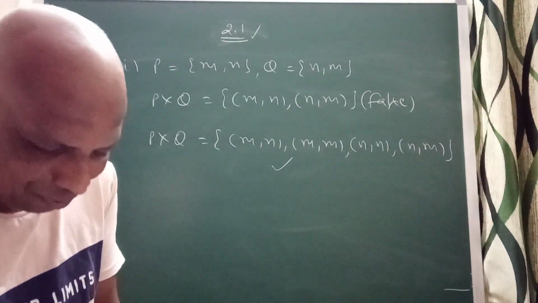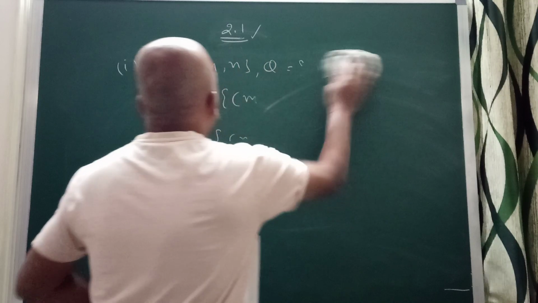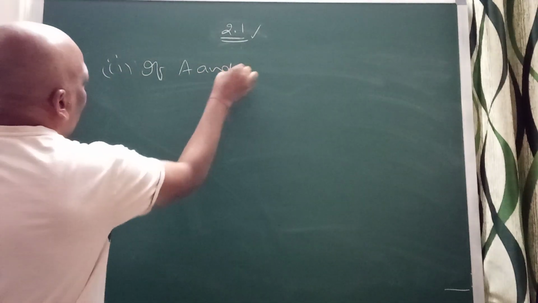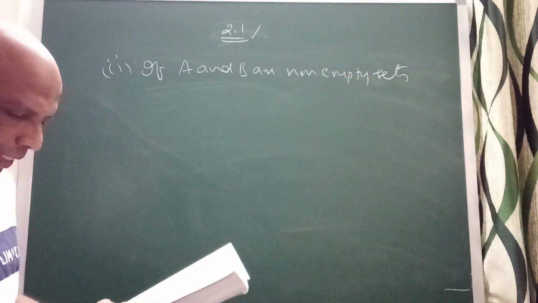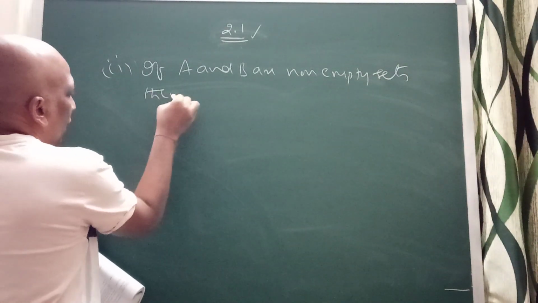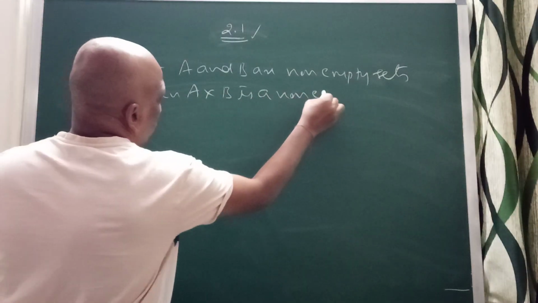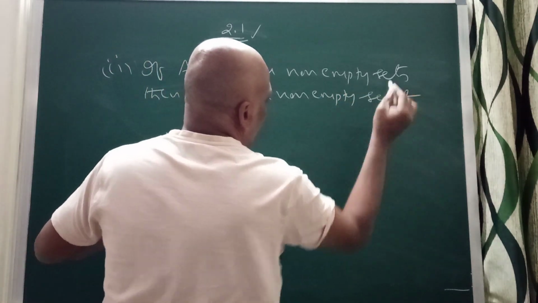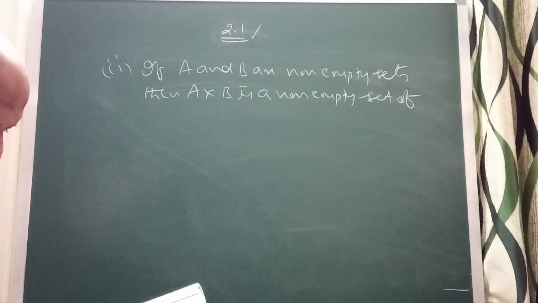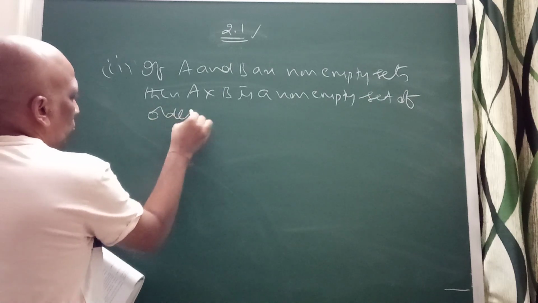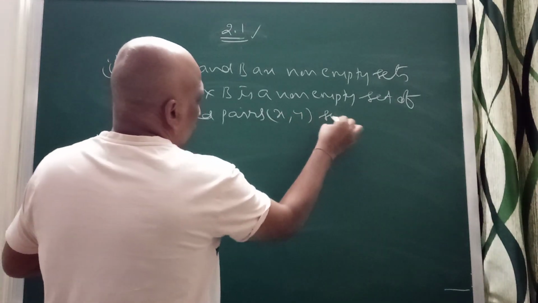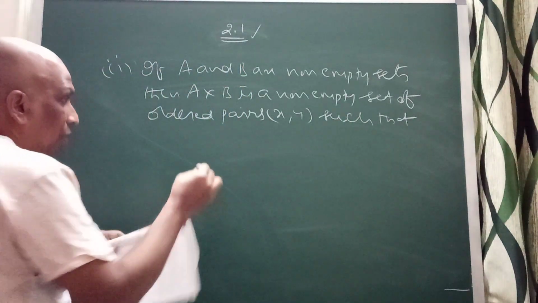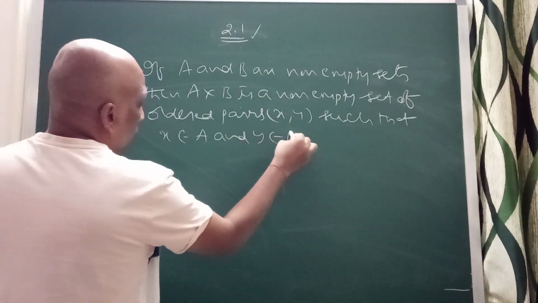The second one. If A and B are non-empty sets, then A cross B is a non-empty set of ordered pairs (x, y) such that x belongs to A and y belongs to B. This is true, right? So the statement is true.